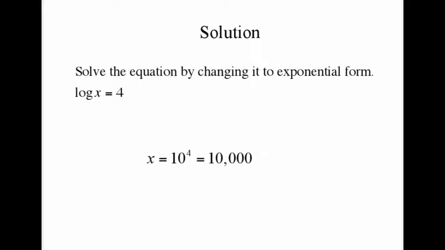If we change log x equals 4 to exponential form, we come up with this equation right here. And then we can simplify that. 10 to the 4th is 10,000. So x would equal 10,000. So a fairly simple equation to solve. Again, it's just a matter of understanding how to take something in log form and write it in exponential form.